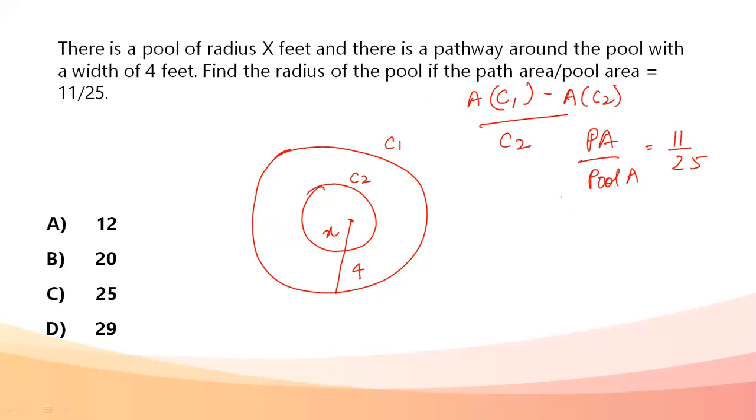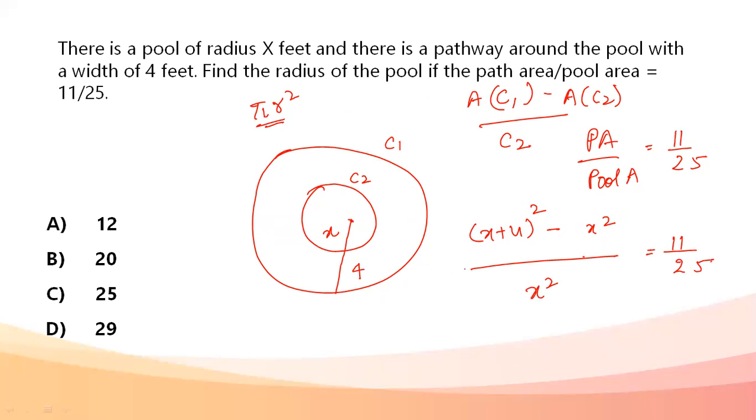Okay, and the pies are already going to cancel out. So let's not get into pies. Let's go for path area. Area for the larger circle, the radius is x plus 4, the whole square, minus x square, because the area of the second circle, the C2, is going to be pi x square. I know the area of a circle is pi r square. Radius is x and 4, divided by the area of the pool. Area of the pool is x square, going to be 11 by 25.